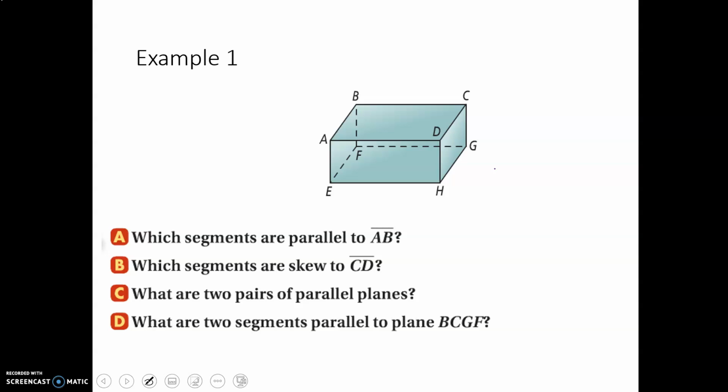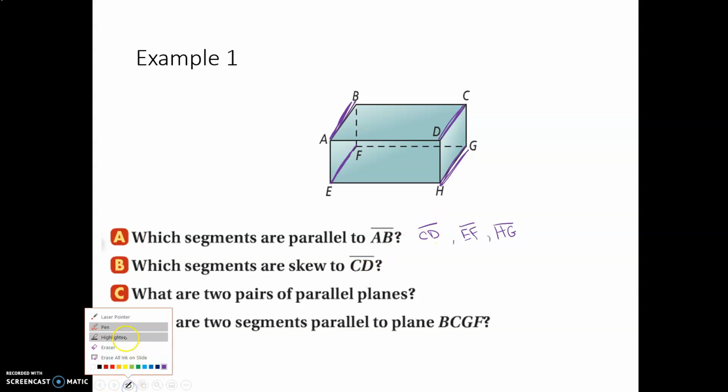All right. So let's try some. Which segments are parallel to AB? All right, so we're here, AB. We want to know what's parallel. Well, CD is parallel. It's never going to touch. EF is parallel. And HG. Again, like I said, that shortcut is they are all heading the same direction. So it kind of makes it easier to pick out those parallel lines.